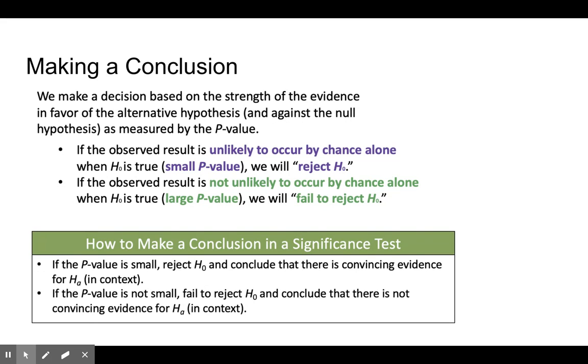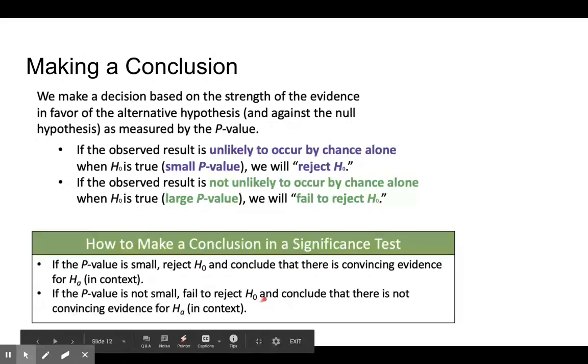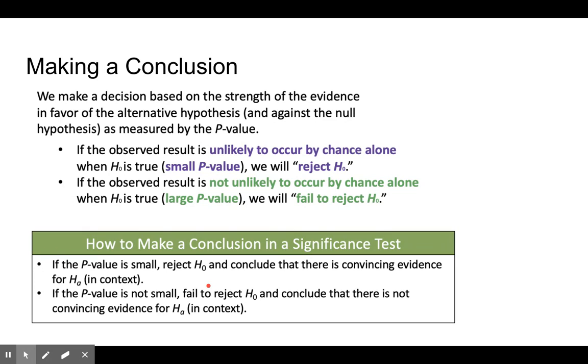More in making a conclusion, we make a decision based on the strength of the evidence in favor of the alternative hypothesis and against the null hypothesis as measured by the p-value. So basically, if the p-value is small, we reject H naught and conclude that there is convincing evidence for the alternative hypothesis, and we would write that in context. If the p-value is not small, we fail to reject. Let me say that again. We fail to reject H naught and conclude that there is not convincing evidence for the alternative hypothesis, and we would write that in context.